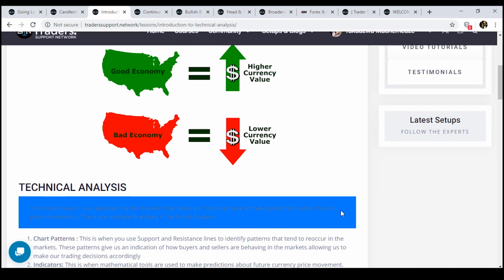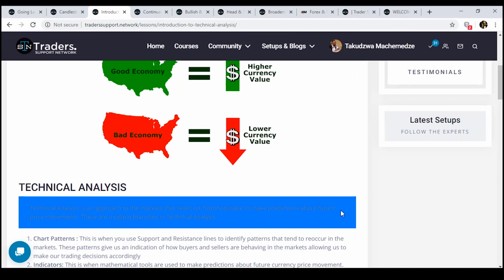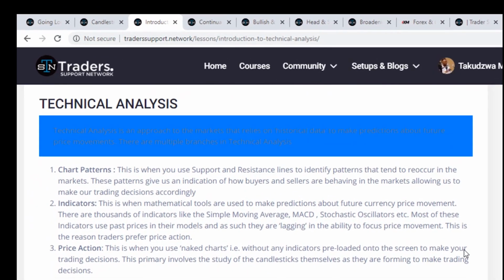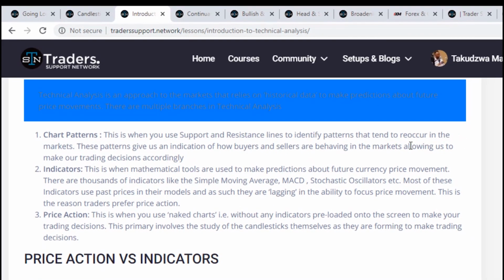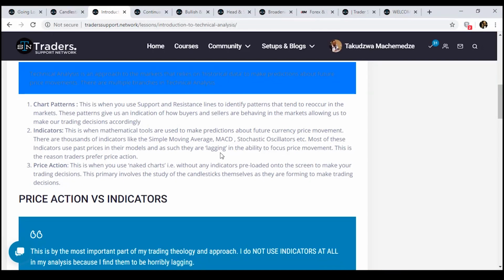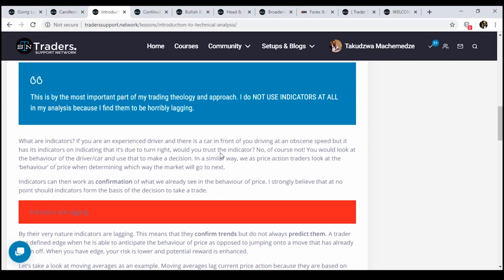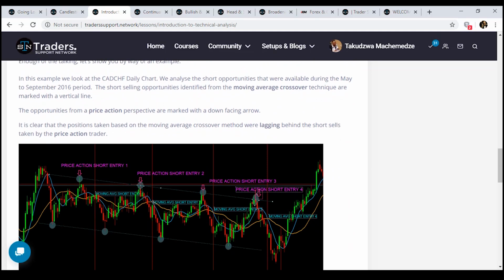Technical analysis is really, really important. This is the chapter where you get to know about support and resistance. Being able to grasp the concepts of support and resistance is very vital, because that is the foundation of trading using patterns, for example, chart patterns. This is when you use support and resistance lines to identify patterns that tend to reoccur in the market. So it's very important that you grasp this concept and all the concepts that come after this.